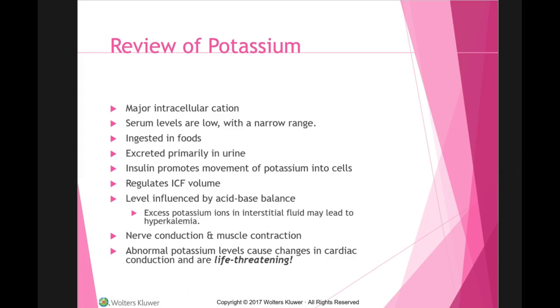Potassium is important in nerve conduction and muscle contractions of all types, because it determines the membrane potential of a cell. And most importantly, abnormal potassium levels can cause serious effects on the contractions of cardiac muscles, and it can be life-threatening.